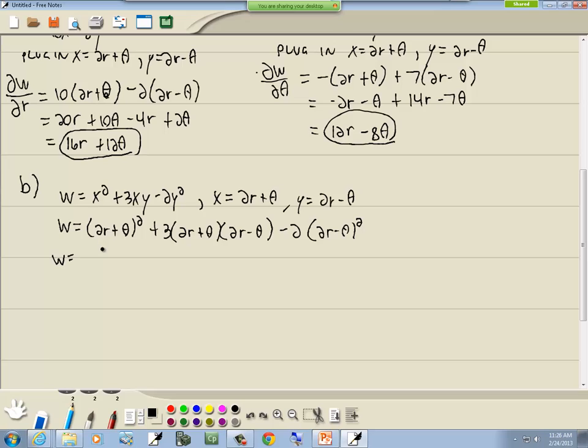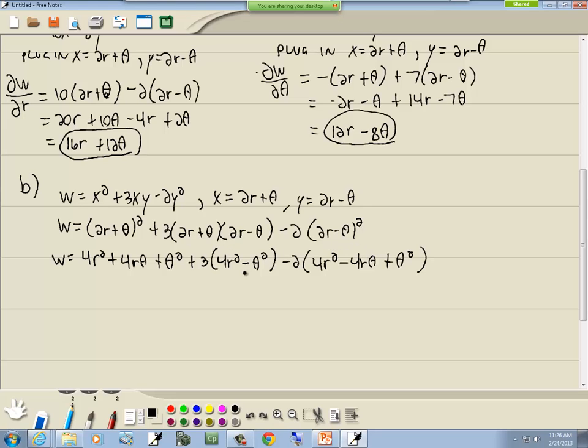Might as well simplify this a little bit, I guess. When I square this, I won't show all the steps, but that gives us 4r squared plus 4r theta plus theta squared plus 3, and these are conjugates, so all I have to do is multiply my first parts together. 2r times 2r is 4r squared. Theta times negative theta is negative theta squared. Minus 2 times 4r squared minus 4r theta plus theta squared. Double check that.